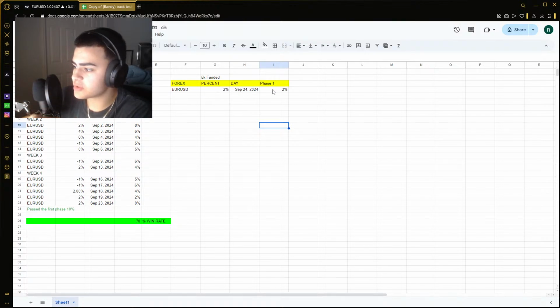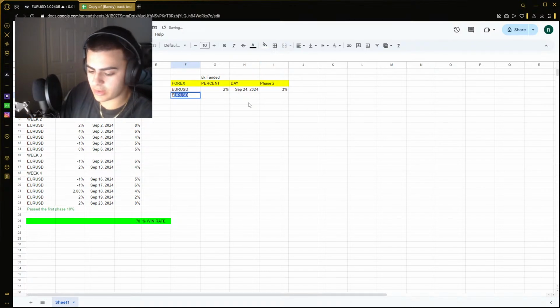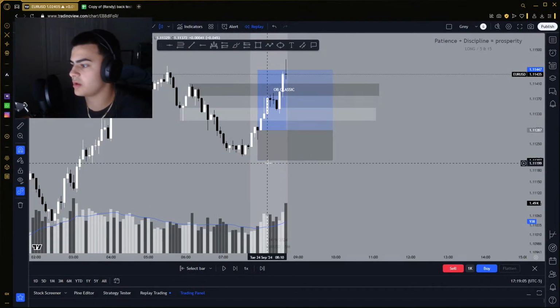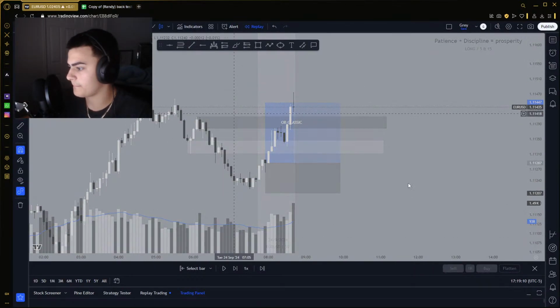So we made 2% here. So now we just need 3% to pass the second phase. And here I'm gonna do phase 2. There we go. Now your USD set it up for the next day. So I already got my win on this day. So now I'm gonna go to the 1 hour.